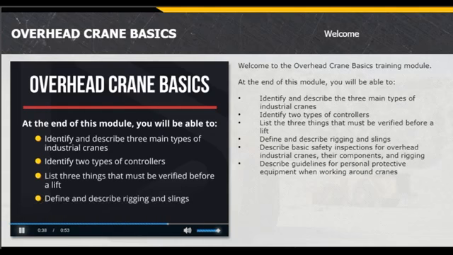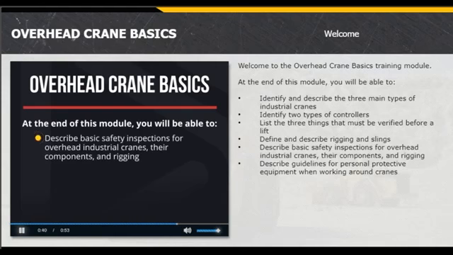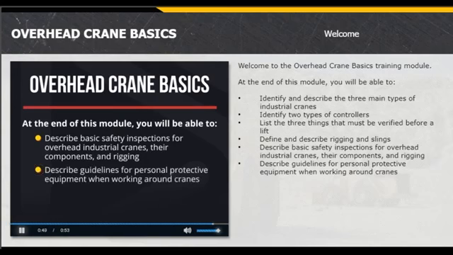rigging and slings, describe basic safety inspections for overhead industrial cranes, their components, and rigging. And describe guidelines for personal protective equipment when working around cranes.